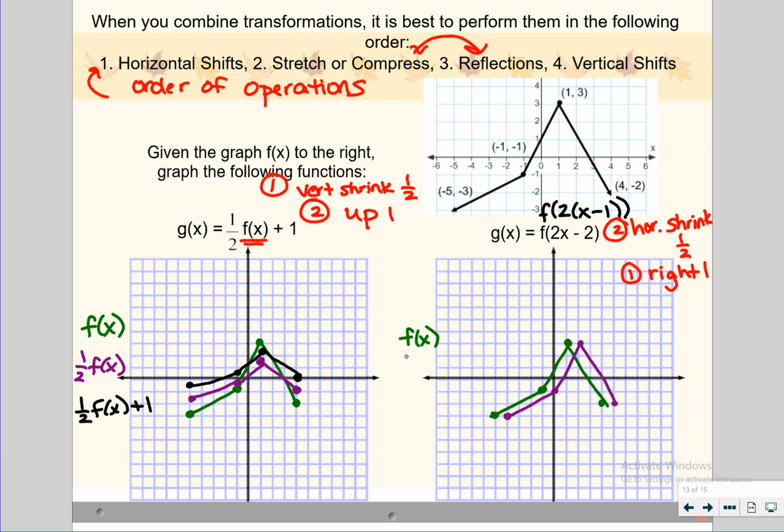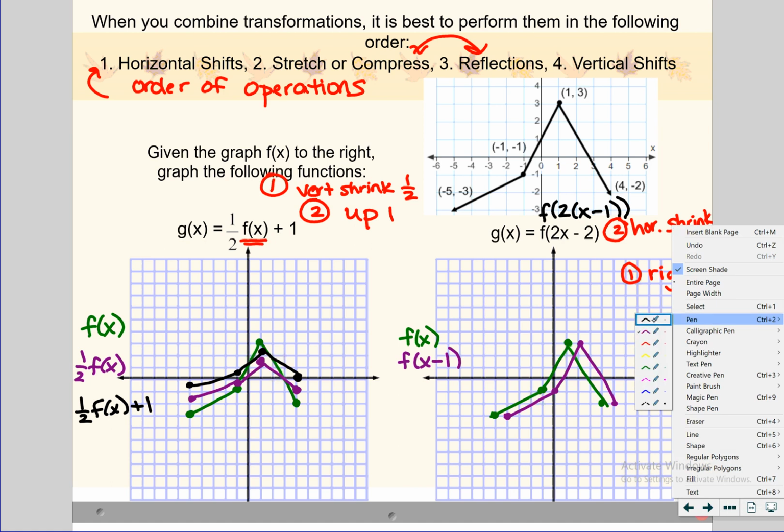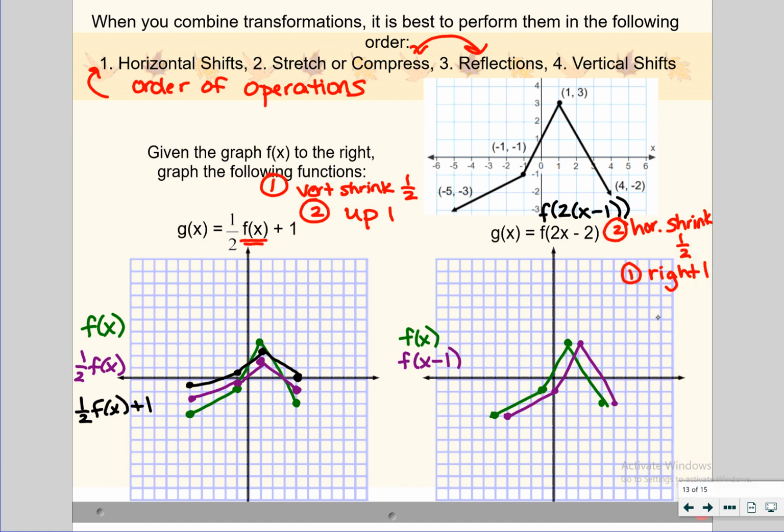Okay, so that is f of x minus 1. The last thing I need to do is a horizontal shrink by 1/2. So horizontal is left, right. Shrinking it is making it skinnier. Stretching it is making it wider.